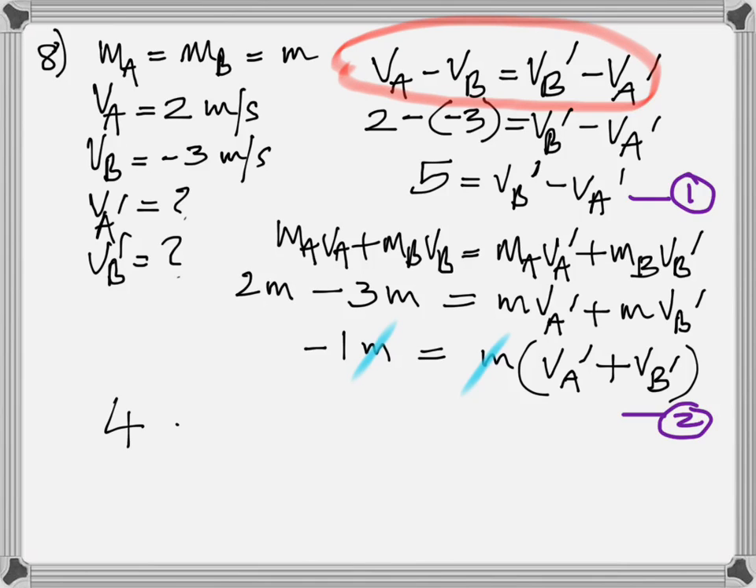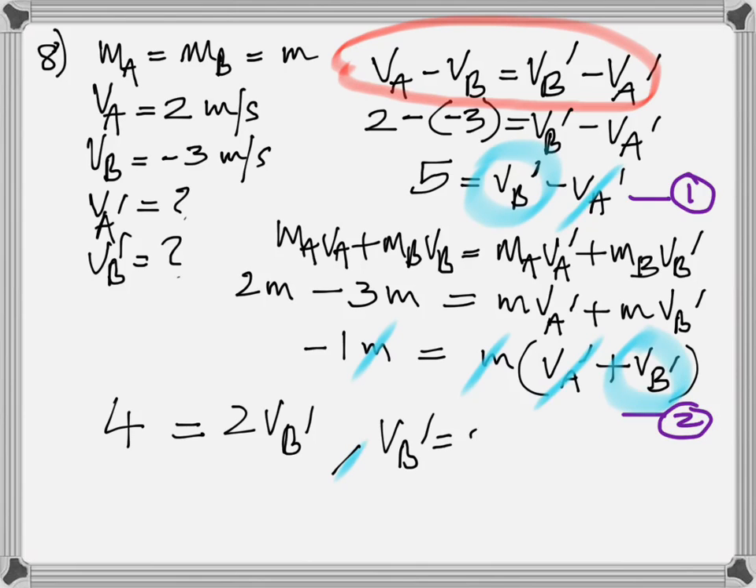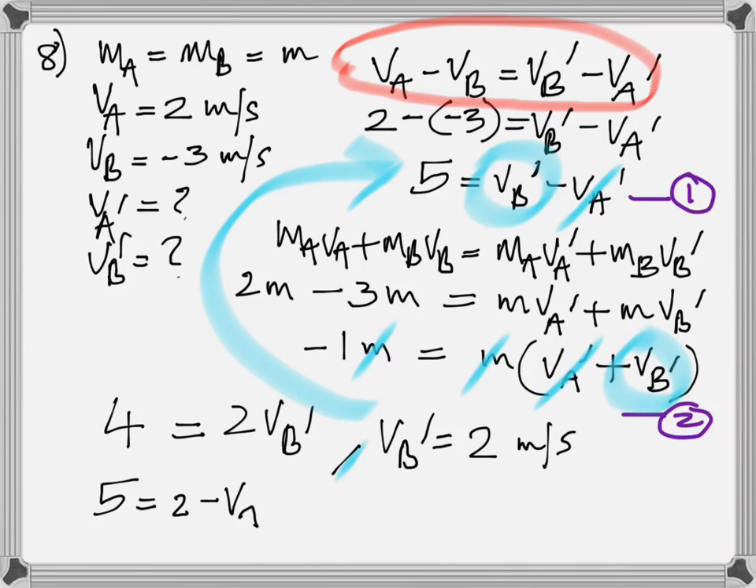That's equation 2 now. Solve 1 and 2. I'm adding equation 1 to 2. So that's why 5 minus 1, it's actually 5 plus minus 1, which became 4. And the right hand side becomes 2 VB prime. So you get VB prime as 2 and VA prime as negative 3. And you see that their velocities have been interchanged or reversed.